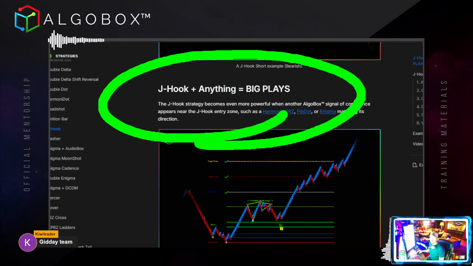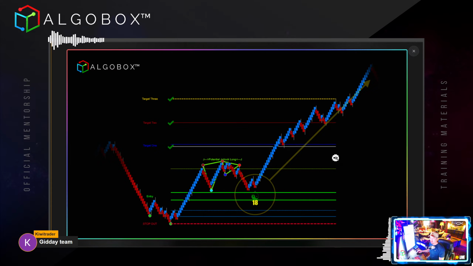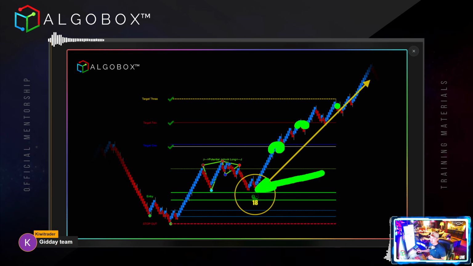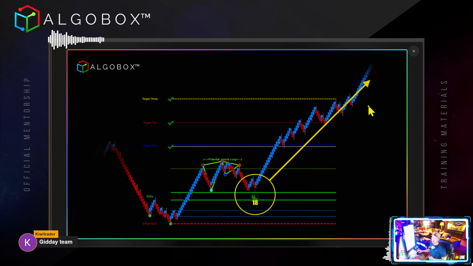And this is what I was talking about before. Perfect example here on an Enigma setup. So the play setup comes, doesn't quite get right into the entry area, but all of a sudden I show up. I've got an Enigma, especially if it's above a level 10. This is going to be a nice juicy play, easy entry, precision entry level location. Target 1, target 2, target 3 on the runner.